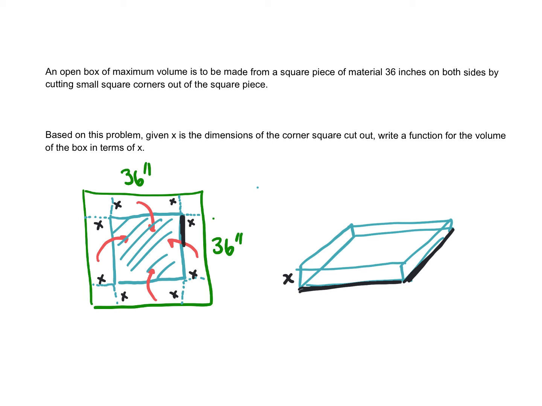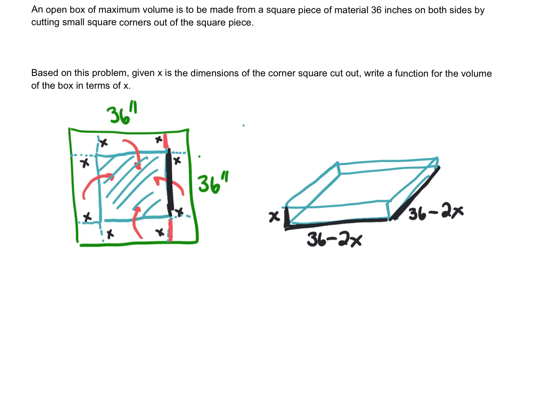Well, if you think of this side here, the full sheet is 36, but I am taking things out of that. I'm actually subtracting this distance and this distance. So this is simply going to be 36 minus 2x. So it's going to shrink based on how big those squares I'm taking out are. Similar for the width, I'm going to make this 36 minus 2x as well. So those are the dimensions of my box.